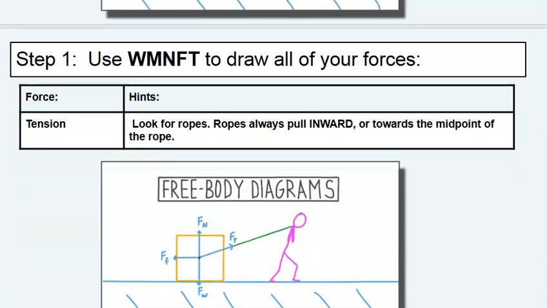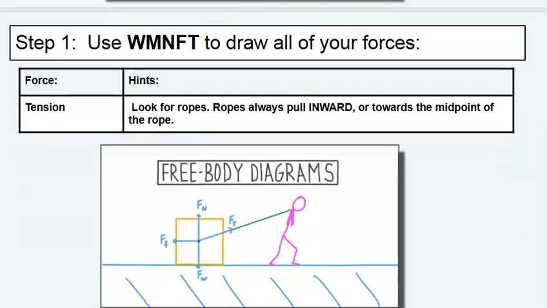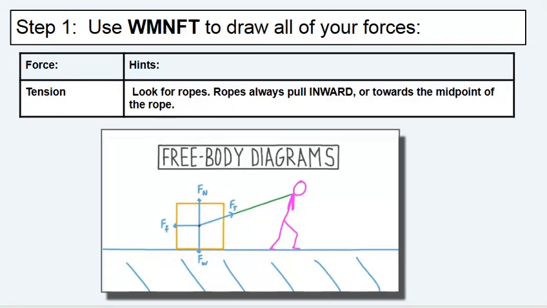And then the last one is, ironically, the very first force that we did, just because of the acronym, we must never forget this. And that's pretty straightforward. You want to look for ropes. And the rule is that the rope molecules are stressed and the tension always points towards the center of the rope. So you have tension pulling the box towards the center, so a little bit over and a little bit up. But you also have tension pulling the person a little bit back and a little bit down. So there's always two tensions, one on either end.